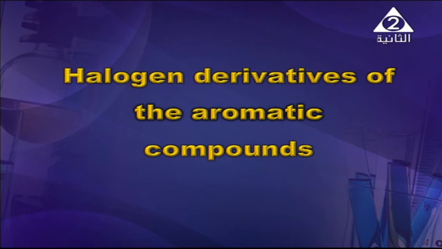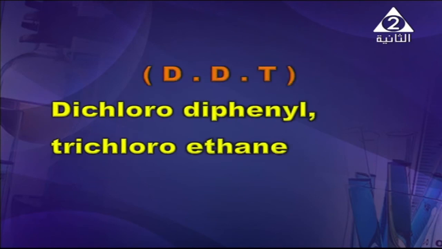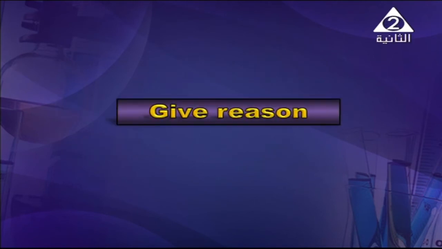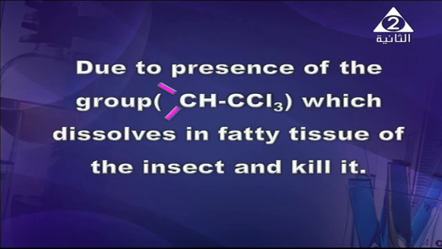Now we are going to discuss the halogen derivatives of aromatic compounds. Aryl halides are used as insecticides. DDT, or dichlorodiphenyltrichloroethane. Give reason in this point: DDT has a poisonous effect due to the presence of the group CCl3, which dissolves in fatty tissues of the insects and kills them.